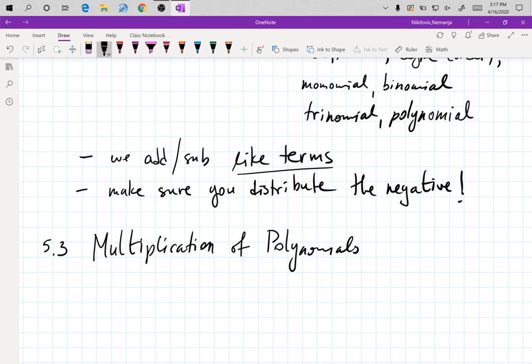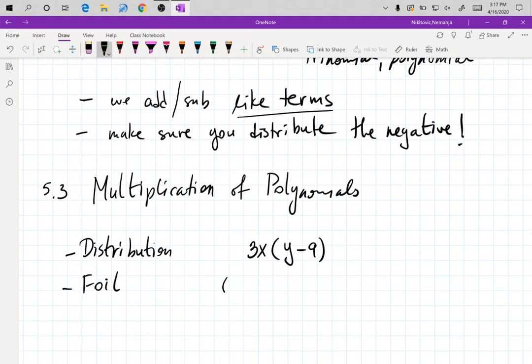And that's either going to be distribution or FOIL. The distribution problem would be something like 3x(y minus 9), and FOIL is like (x plus 2) times (3a minus b), whatever. Right, so we can have anything. FOIL is when you multiply each one by each one, and distribution is you take this one into each. So those are the only two.